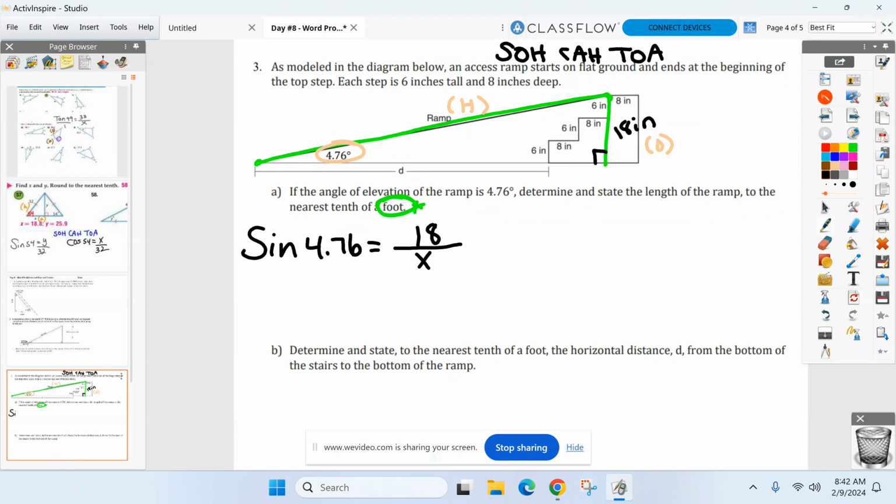And then I take sine of 4.76, put it over 1, and here we go, right? Just like yesterday. This is not changing all week. This is all we're doing. Just now we got word problems to deal with. And we remember yesterday, sometimes after we cross multiply, sometimes we got to divide to solve for x. Sometimes we don't, but here we do. Divide by sine of 4.76.